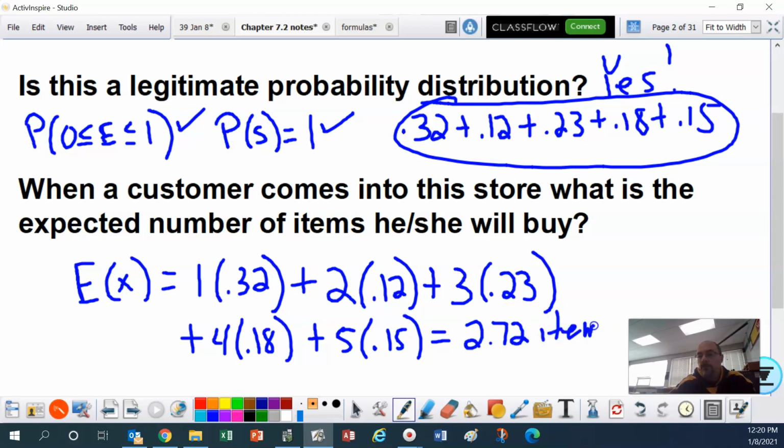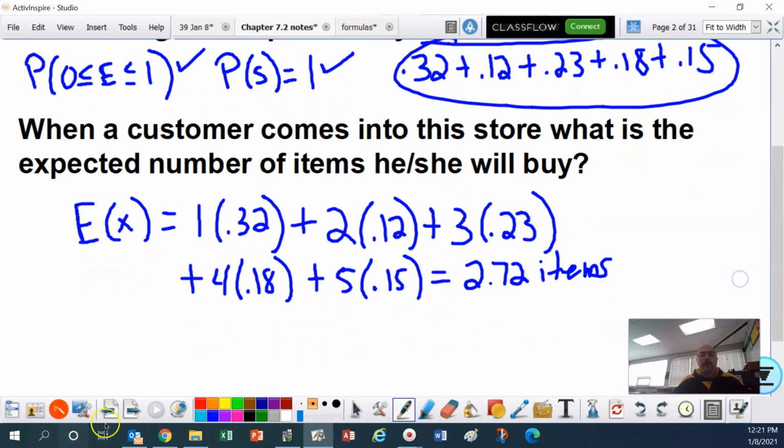We're going to end up getting 2.72 items. I know you can't have part of an item, but we're just going to leave that as 2.72 items. We don't want to round it to 3. So we expect, on average, 2.72 items to be bought when a customer comes in. We expect them to buy 2 to 3 items, closer to 3. Most of the time, they'll buy 3 items. But again, don't round it, leave the decimal like that. Pretty straightforward.